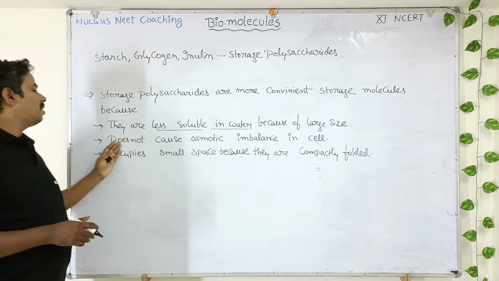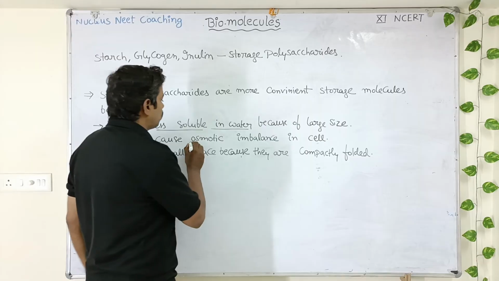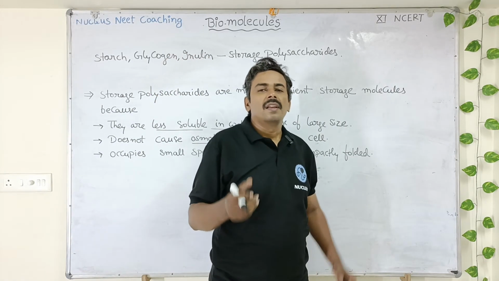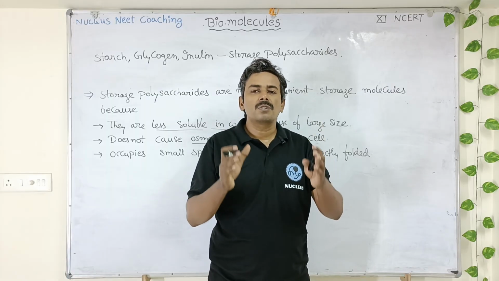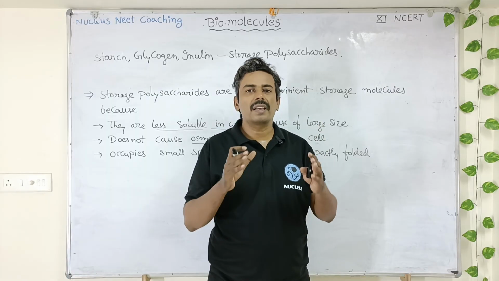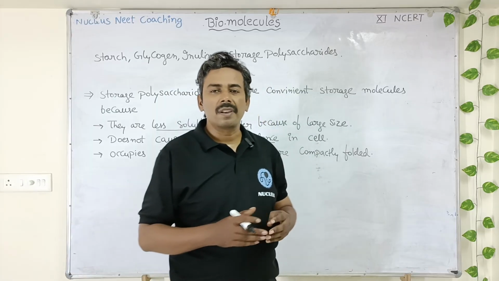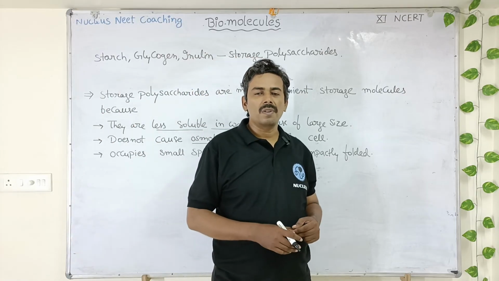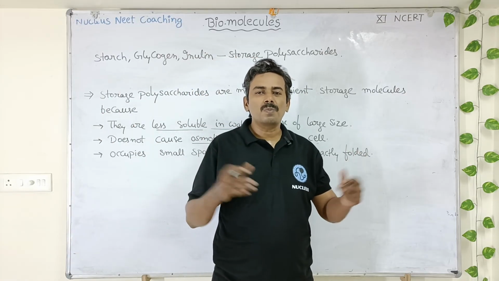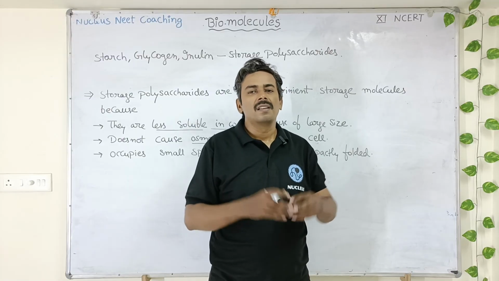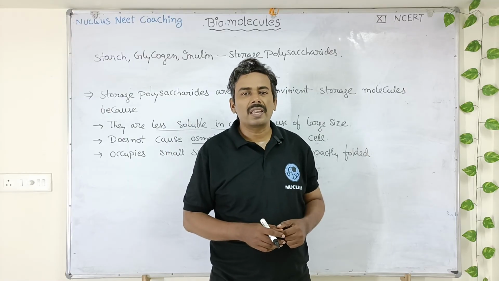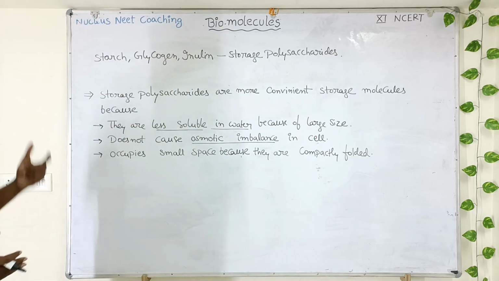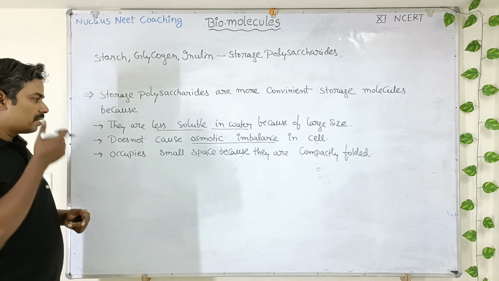Next, storage polysaccharides do not cause osmotic imbalance in the cell. Whenever simple sugars are there, it is very difficult for the cells to maintain them inside the cell because they cause osmotic imbalance. Whenever sugars are present, water will start coming into the cell because of osmosis. But if storage polysaccharides are stored inside the cell, there will be no problem of osmotic imbalance. So that is another plus point for cells to use storage polysaccharides as reserve food materials.